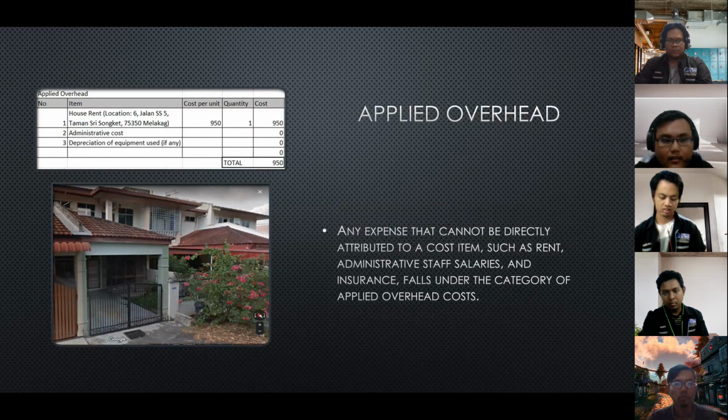For the applied overhead, any expense that cannot be directly attributed to a cost item, such as rent, administrative staff salaries, and insurance, falls under the category of applied overhead costs. That's all for me. I will pass to my friend.